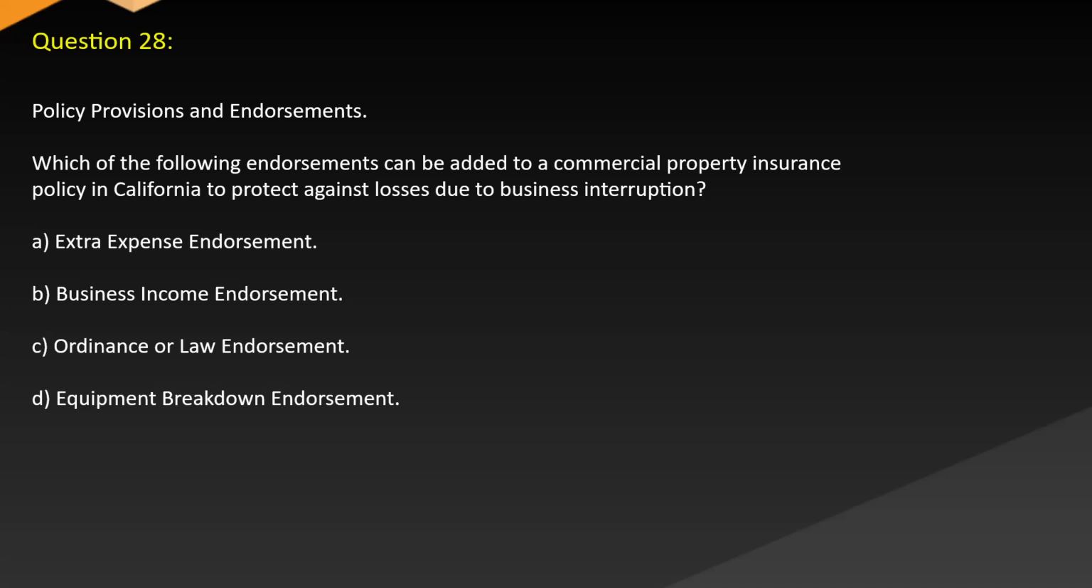Question 28. Policy provisions and endorsements. Which of the following endorsements can be added to a commercial property insurance policy in California to protect against losses due to business interruption? A. Extra expense endorsement. B. Business income endorsement. C. Ordinance or law endorsement. D. Equipment breakdown endorsement.